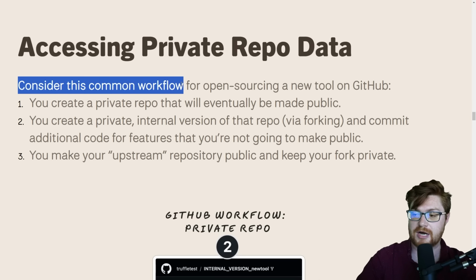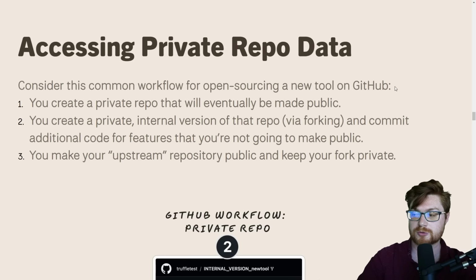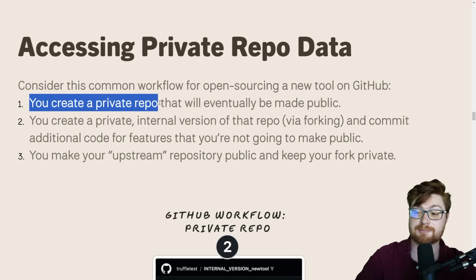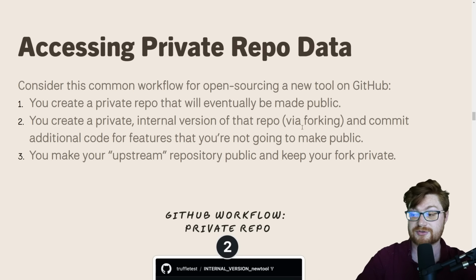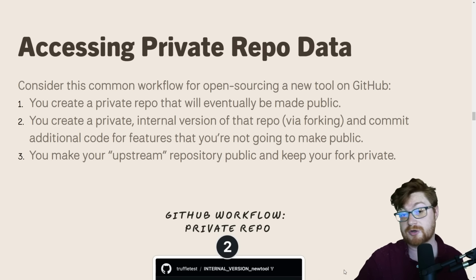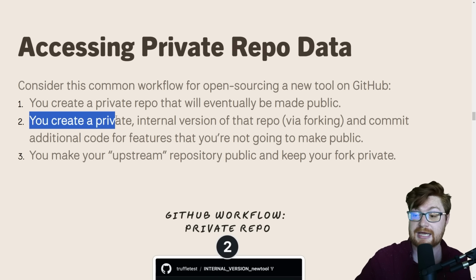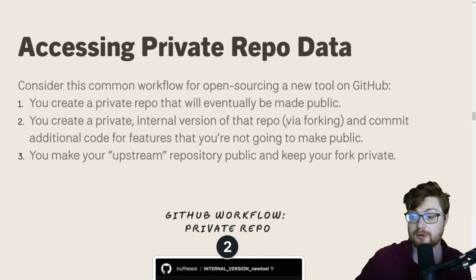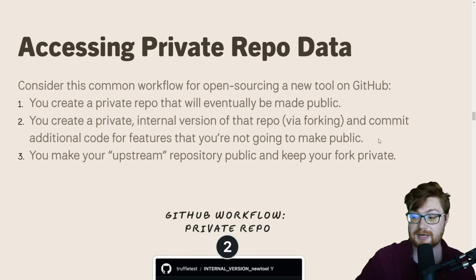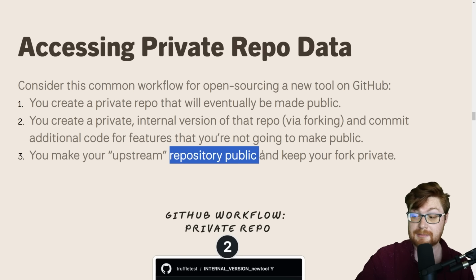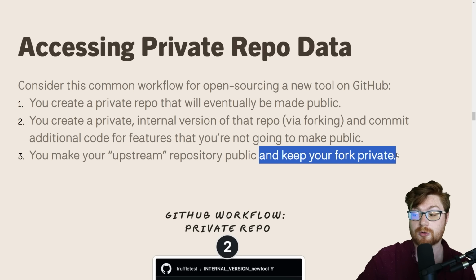They say, look, consider this common workflow for open sourcing a new tool on GitHub. You, as part of your team, whatever worker bee organization you're up to, create a private repository that will eventually be made public. You're going to release this at some point. So to continue your own work on it, or have your own other copy before it goes public, you create a private internal version of that repo via forking, and then you commit whatever additional code for features that you're just not going to make public, or whatever use case scenario you imagine up here. And then ultimately, you do make that upstream repository public. So that's given to the world, but you keep your fork private.